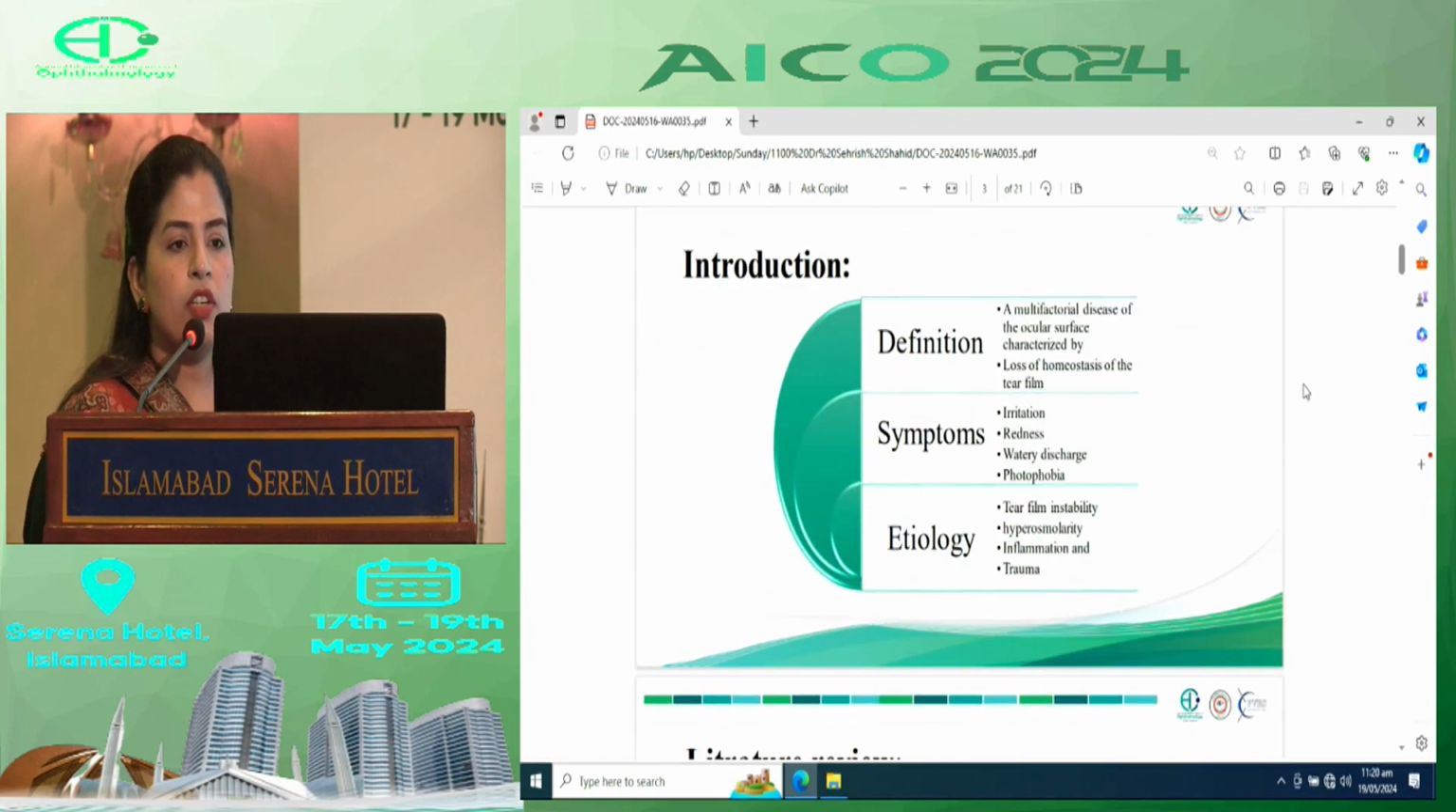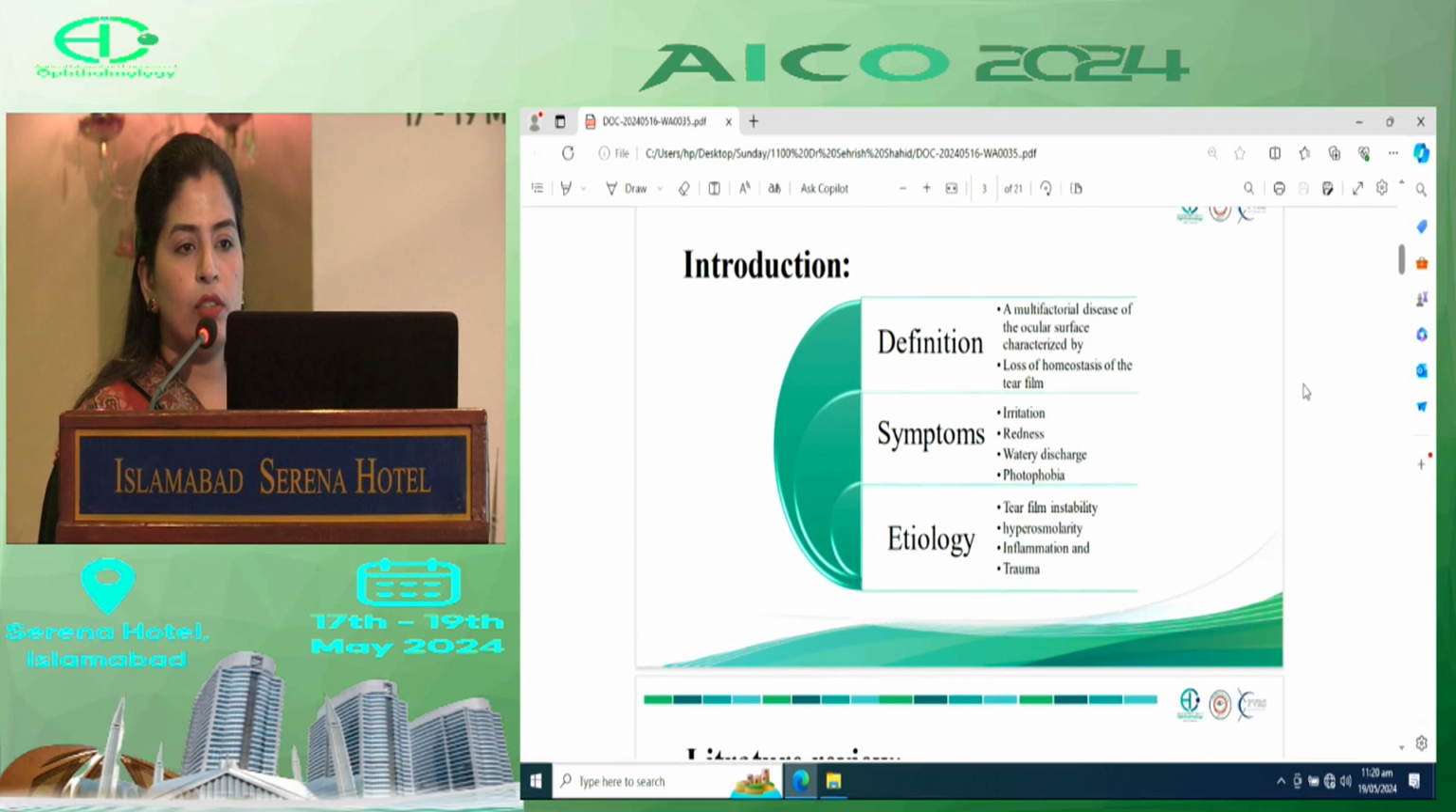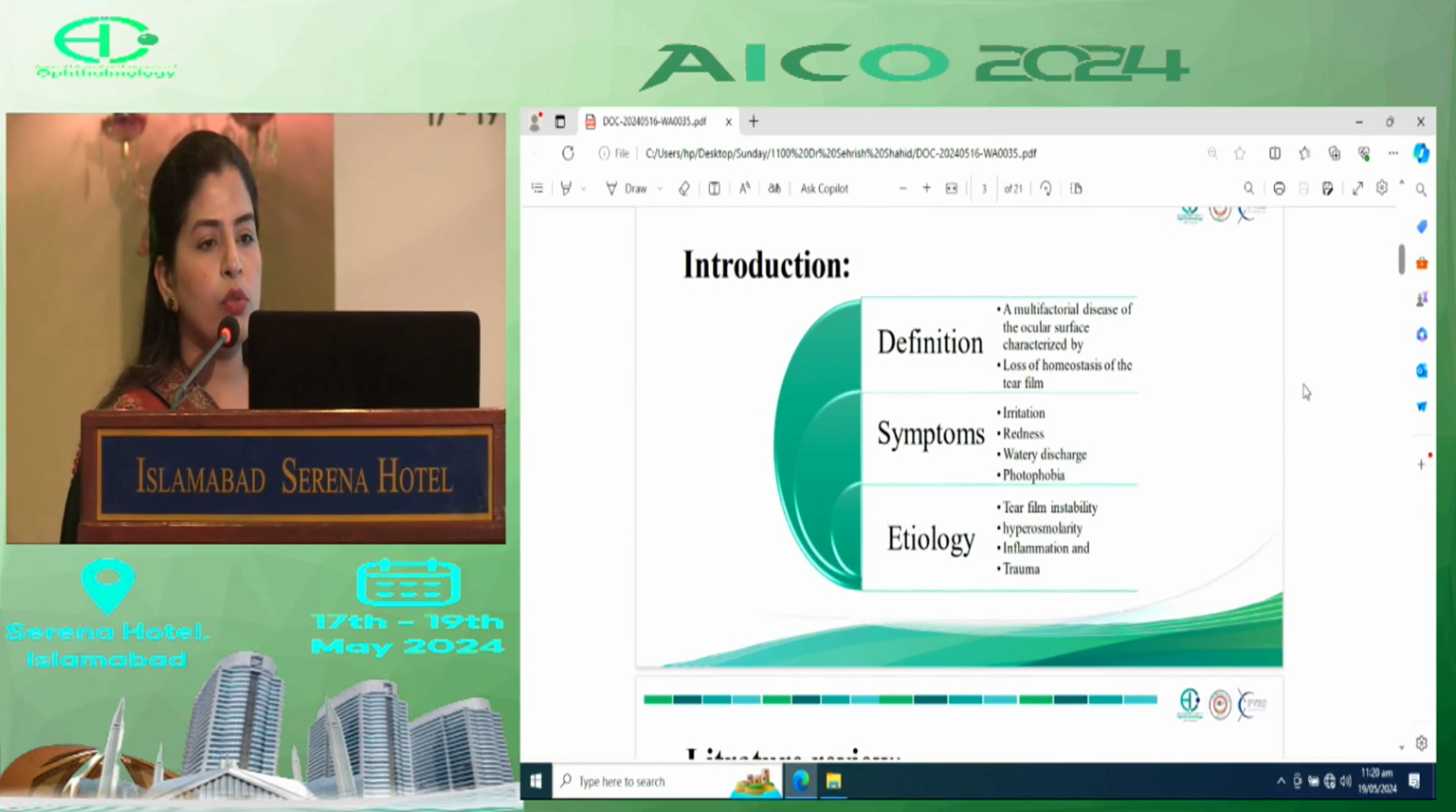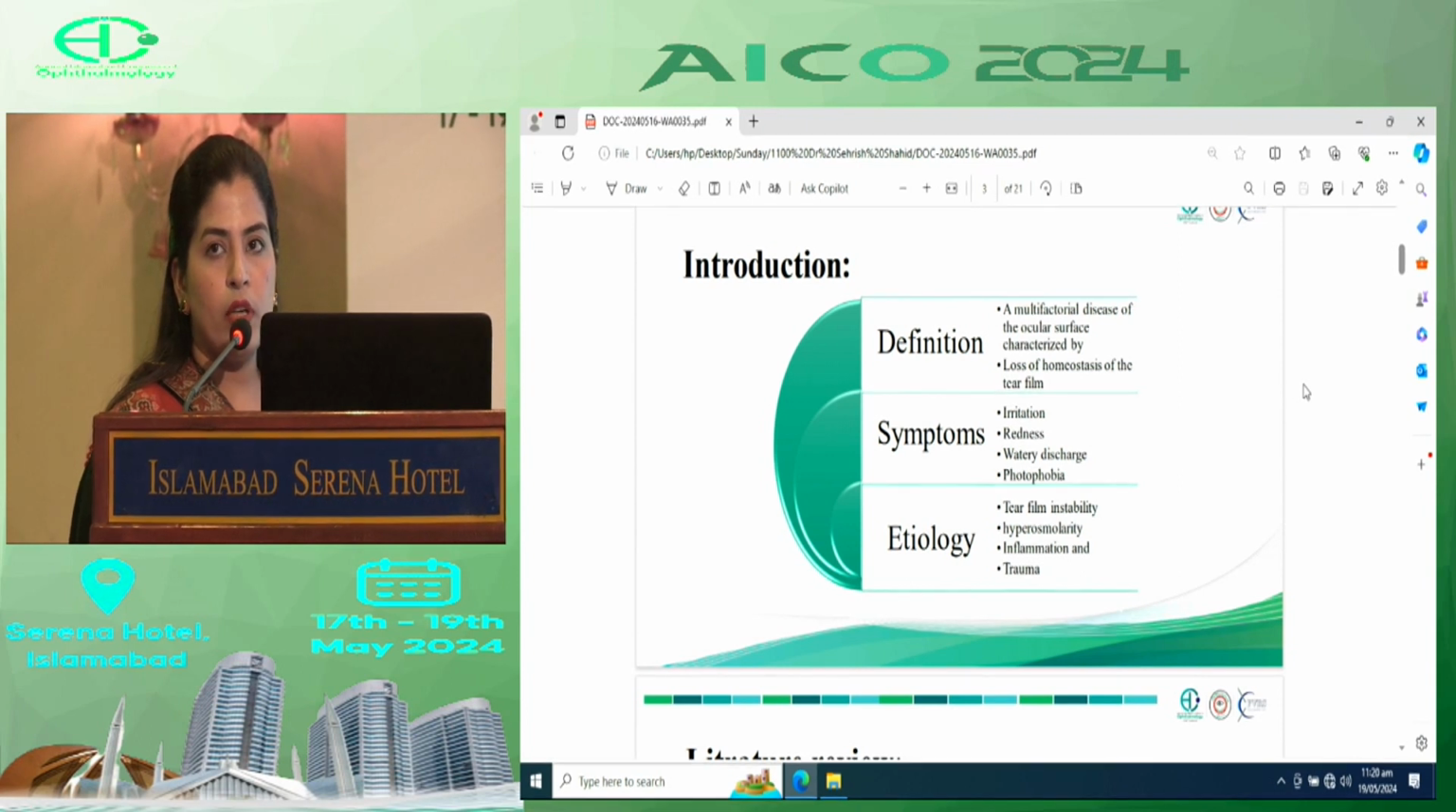Starting from the introduction, dry eye is a multifactorial disease of the ocular surface that causes loss of homeostasis of the tear film, and the patient feels irritation, redness, watery eye, and photophobia.